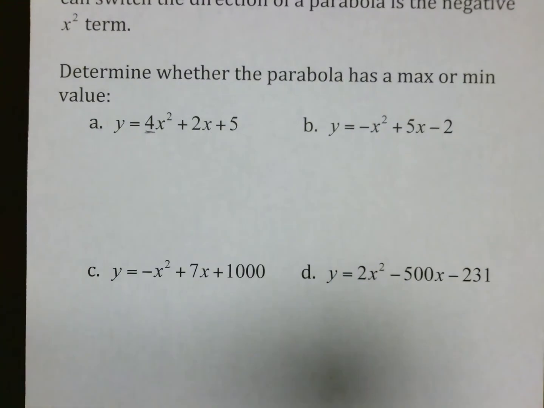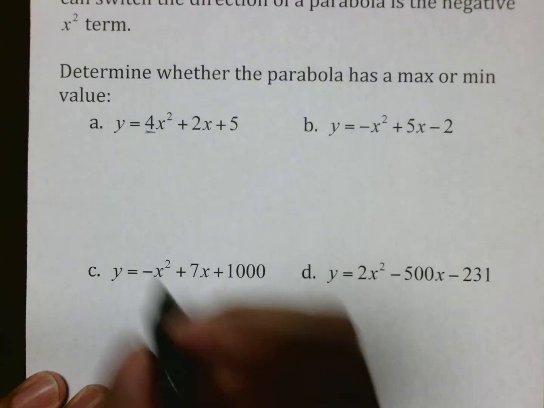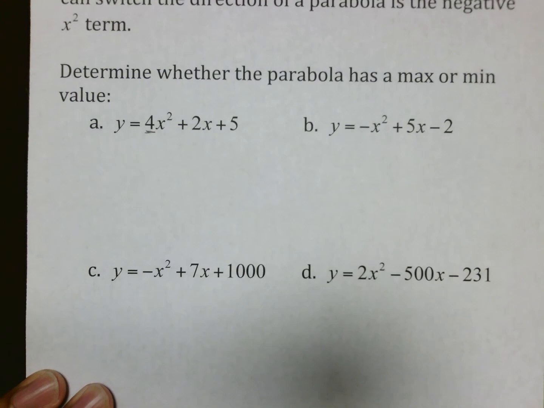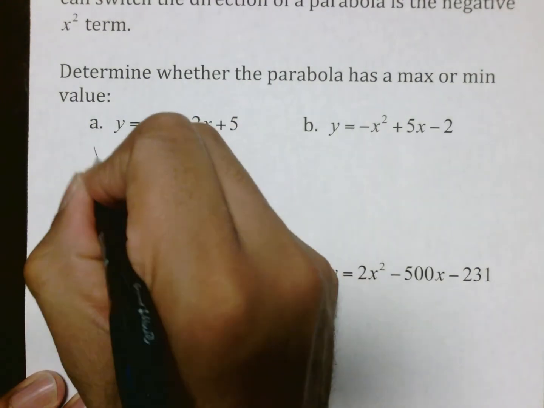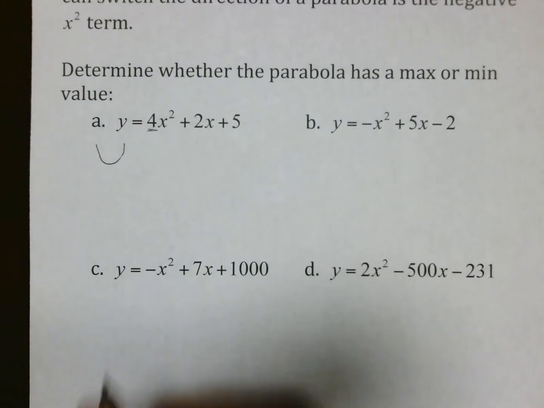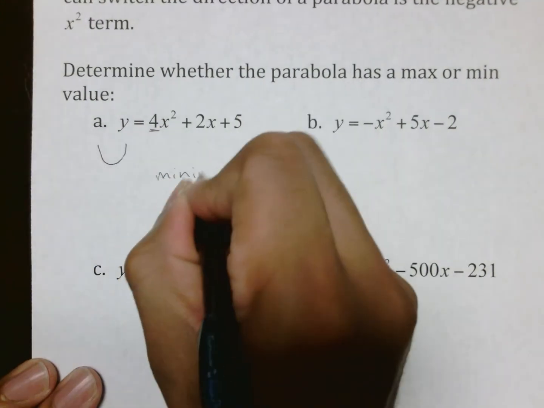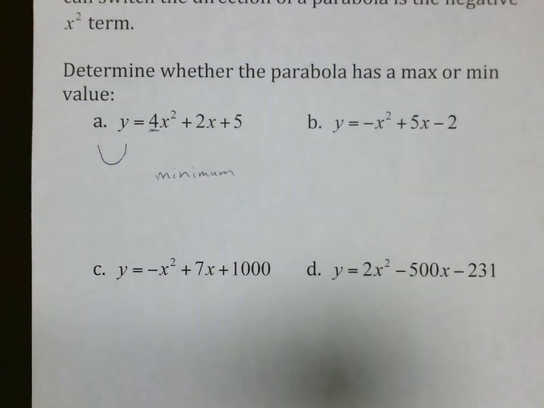That is my x squared term. My x squared term is positive, and so we know, if you don't remember from graphing, it means it opens up. But the way I remember is that positive is happy, which means it's going to do this. That means that this has a minimum value.